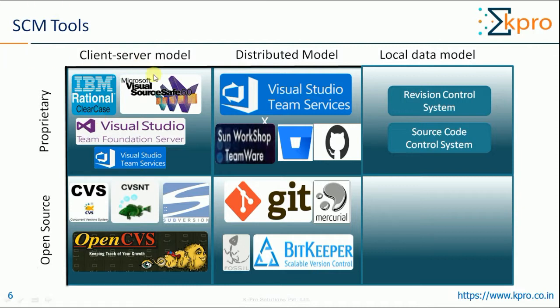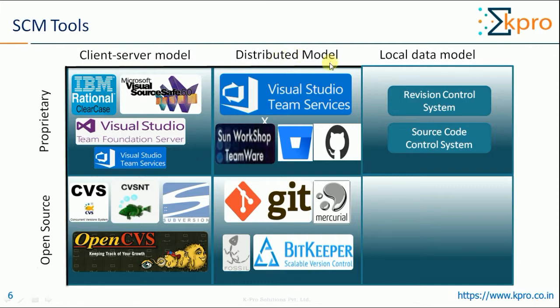Examples of the client-server model are VSTS, Team Foundation Server or TFS, Rational ClearCase, and Visual SourceSafe. These are from the proprietary area. From the open source section, Subversion is prominent. CVS has been there for a long time. OpenCVS and CVSNT are some of the examples.